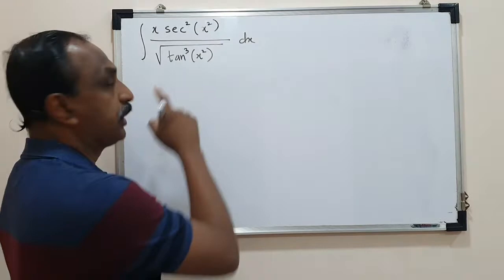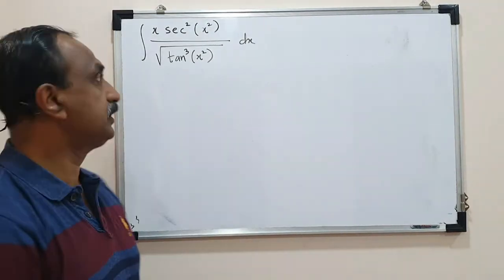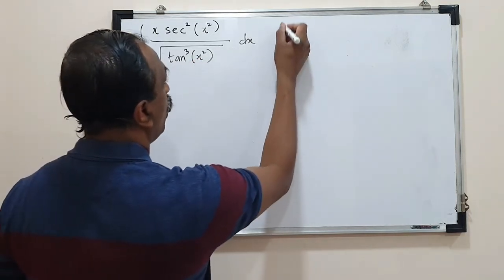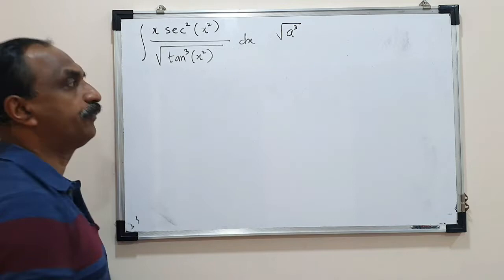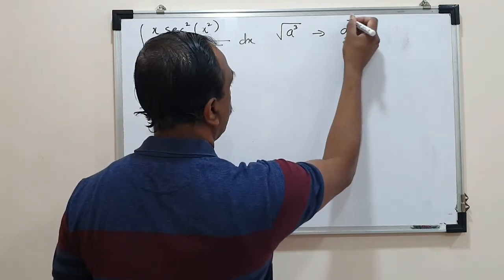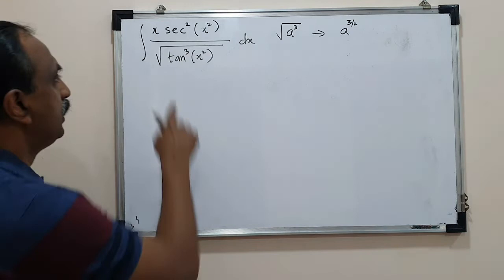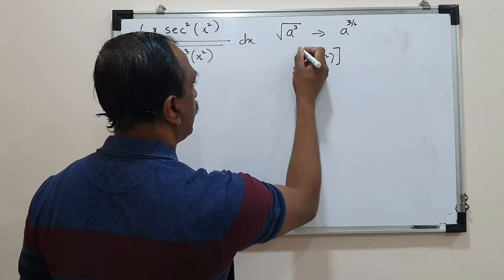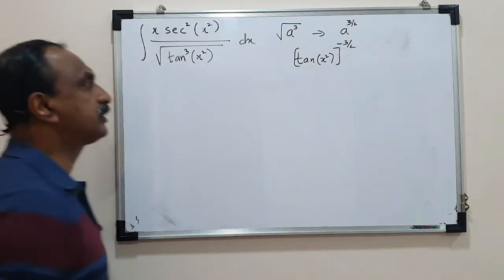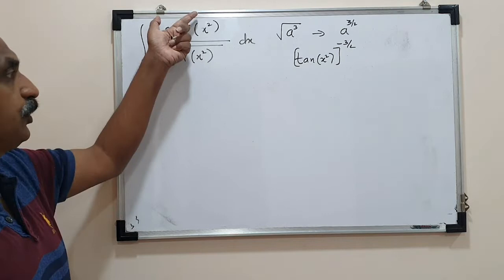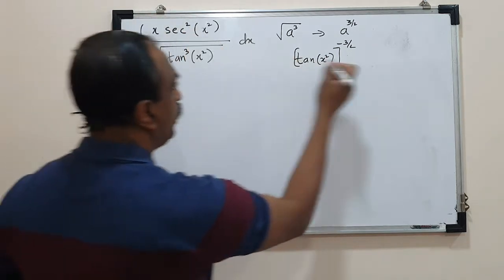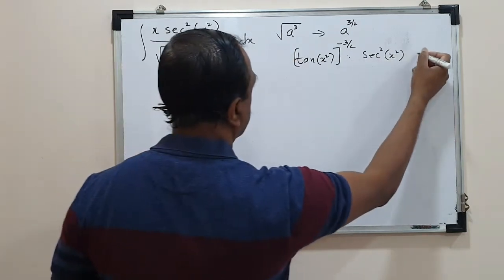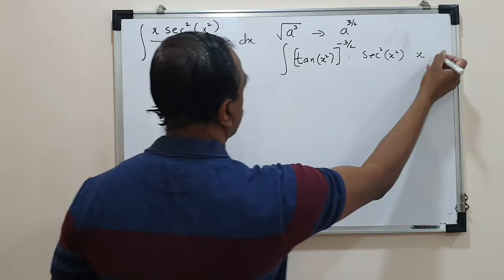Some important aspects to look at this function is like this. You have to see which term is having the power. Here we have root of a cube. What do you mean by root of a cube? It means a raised to 3 by 2. So the power of tan of x square can be taken as minus 3 by 2. Why minus 3 by 2? Because it is in the denominator, when you take it in the numerator, it will be of this kind. And then you can visualize sec square of x square and x. You can visualize this function in this manner.